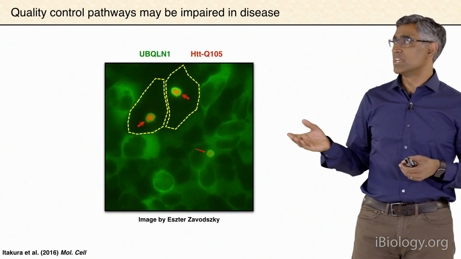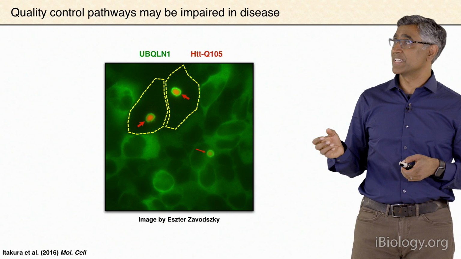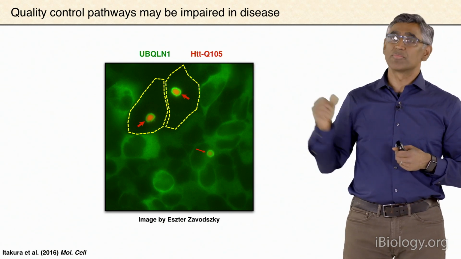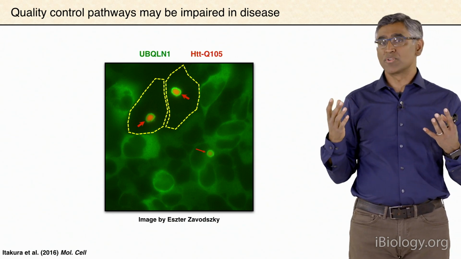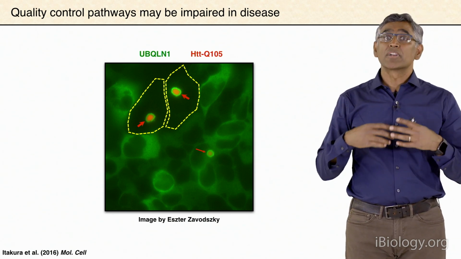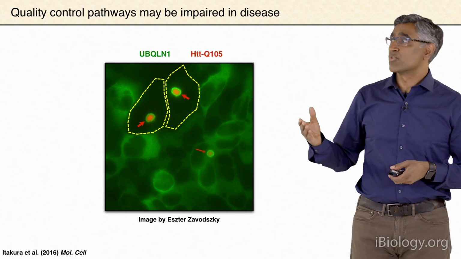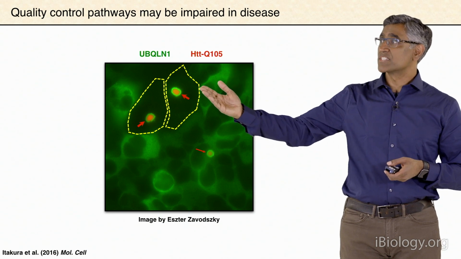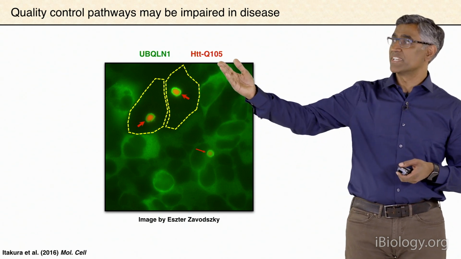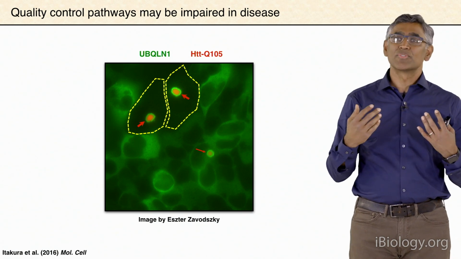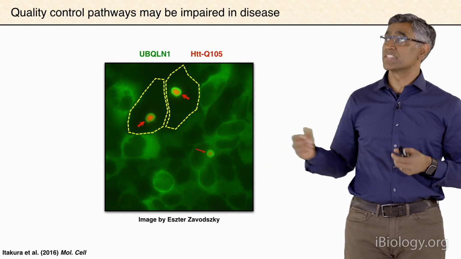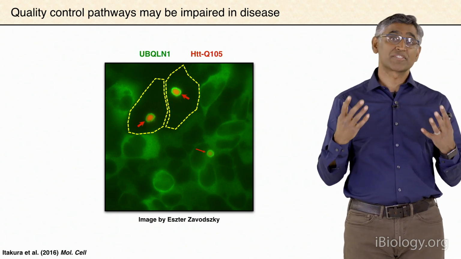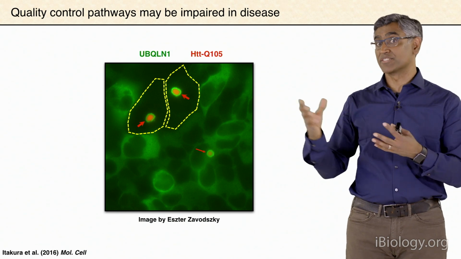So in this example, which is an experiment done by Esther Zavadsky in my lab, she expressed a mutant protein from the protein Huntingtin. And this is a protein which, when mutated in a certain way, causes Huntington's disease. And what you can see is that the mutant Huntingtin, which is red, winds up sequestering almost all of the ubiquilin in these two cells here. And so the ubiquilin then is no longer available in its normal part of the cell, which is typically to be diffused throughout the cell, where it's monitoring that cell for failures in mitochondrial targeting.